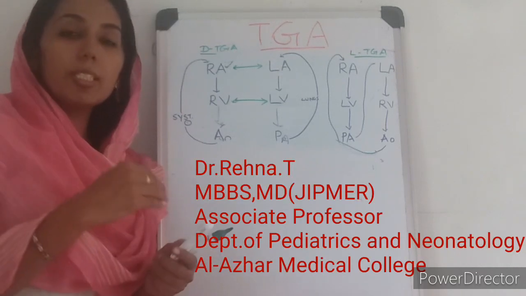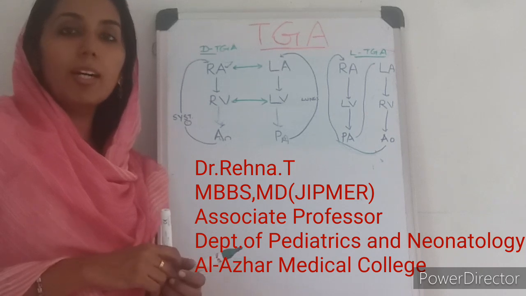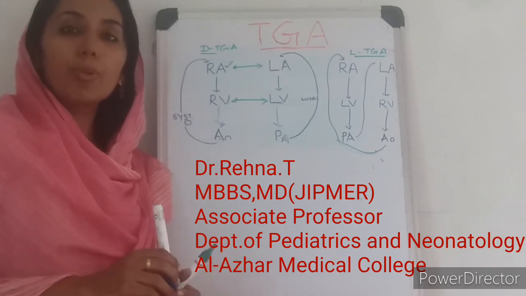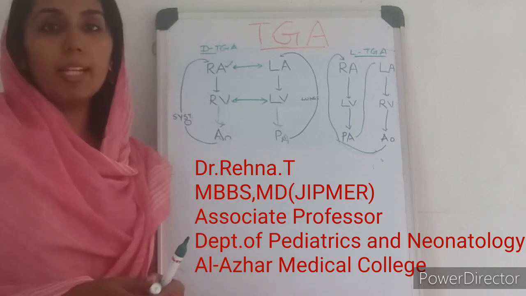The X-ray will show a smooth upper border, because the upper border is formed by the ascending aorta, and echocardiography will show you the ventricular inversion. Treatment is according to the associated anomalies.